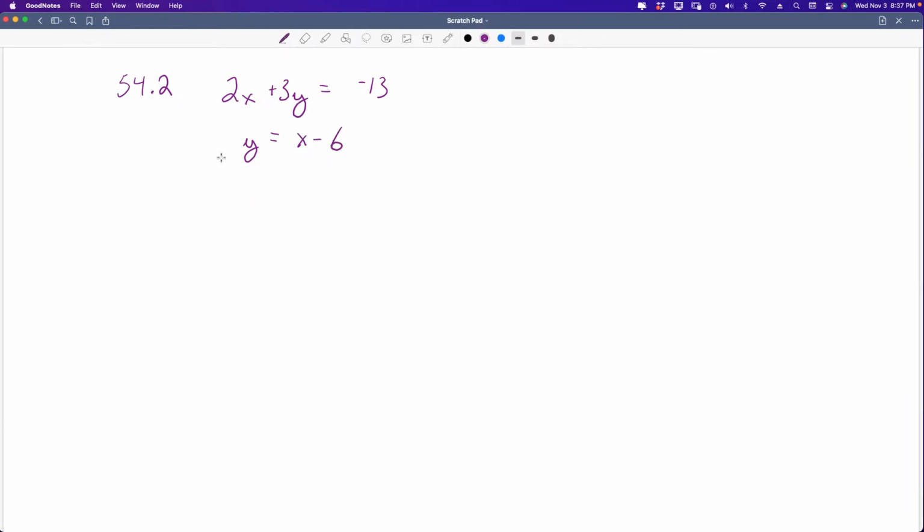So we know what y equals. It equals this right here. So let's go ahead and take this and put this in for y. 2x plus 3 times the value of y, which is x minus 6, equals negative 13. Now we distribute: 2x plus 3x minus 18 equals negative 13.